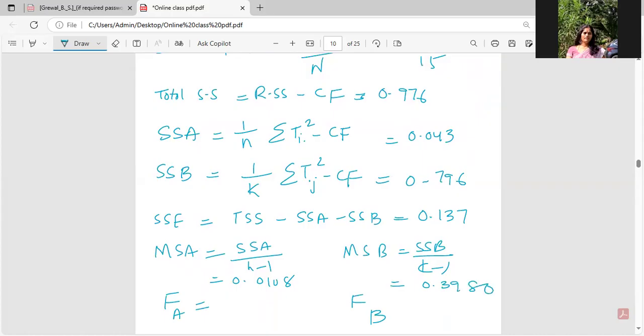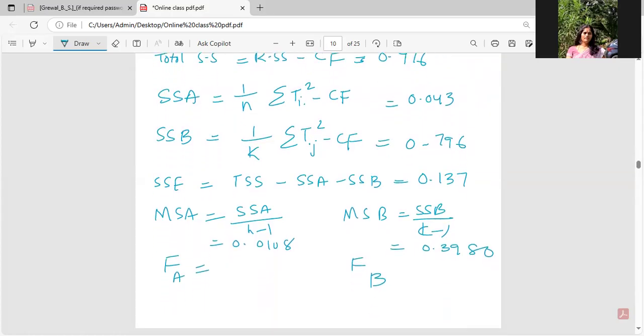Now, there's one more value that I have to calculate. That is nothing but my MSE. MSE I have to calculate. That would be nothing but SSE by H minus 1 into K minus 1. So this value, MSE, turns out to be 0.0171.